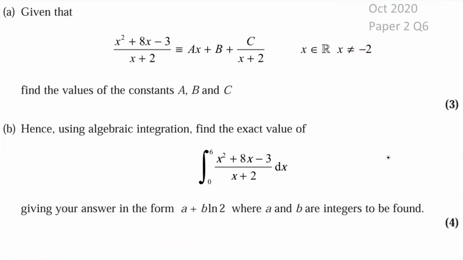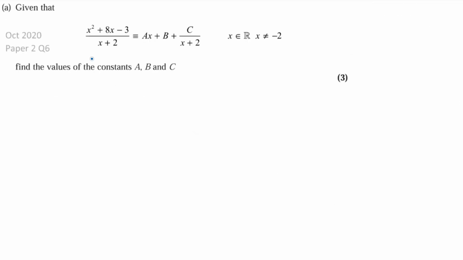Okay, so here's another example from one of the newer papers where for part A you need to split it up into partial fractions, and then in part B you need to integrate it. Okay, so for part A, we need to show that this fraction here can be written in this format here. We need to find what A, B, and C are.